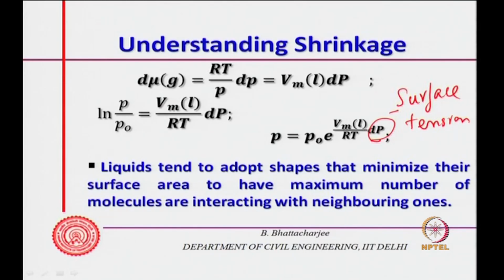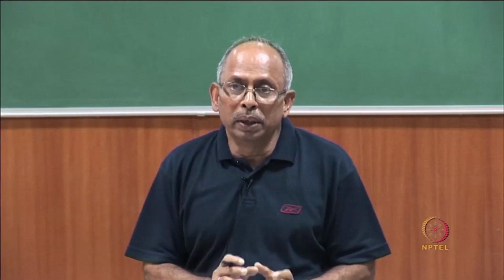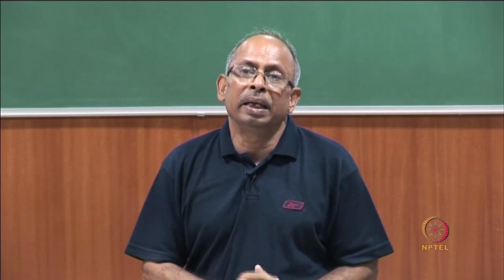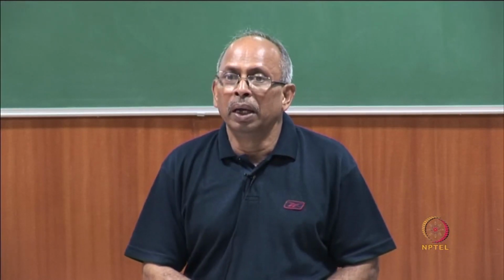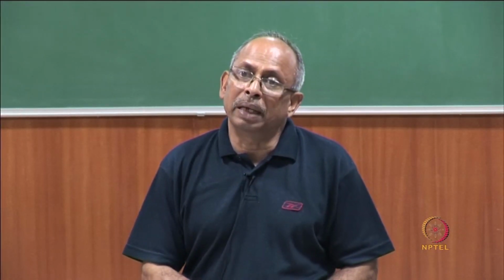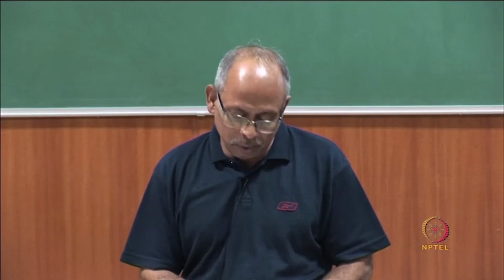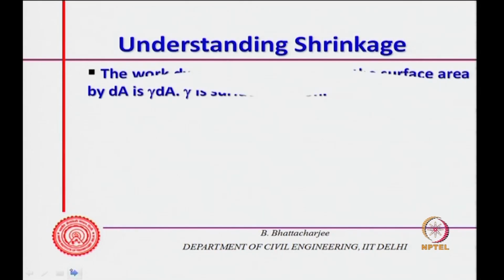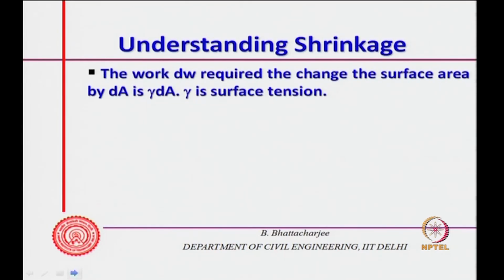So, just look at the fundamentals of surface tension. Liquids tend to adopt shapes that minimize their surface area, to have the maximum number of molecules interacting with the neighboring ones. Liquids always try to adopt shapes that minimize their surface area. That is what we have seen. It takes the shape of the container and so on and so forth. That is the property of the liquid, and this is what leads to surface tension.